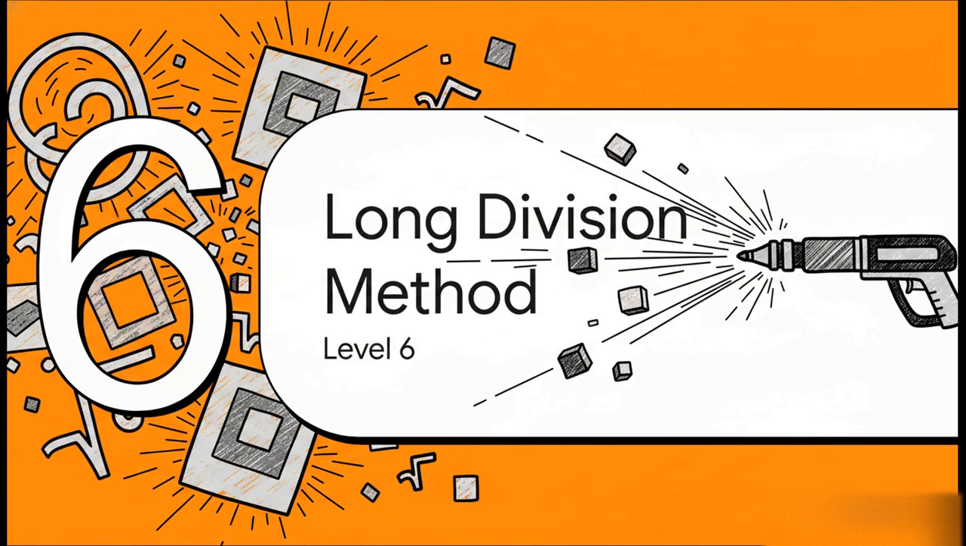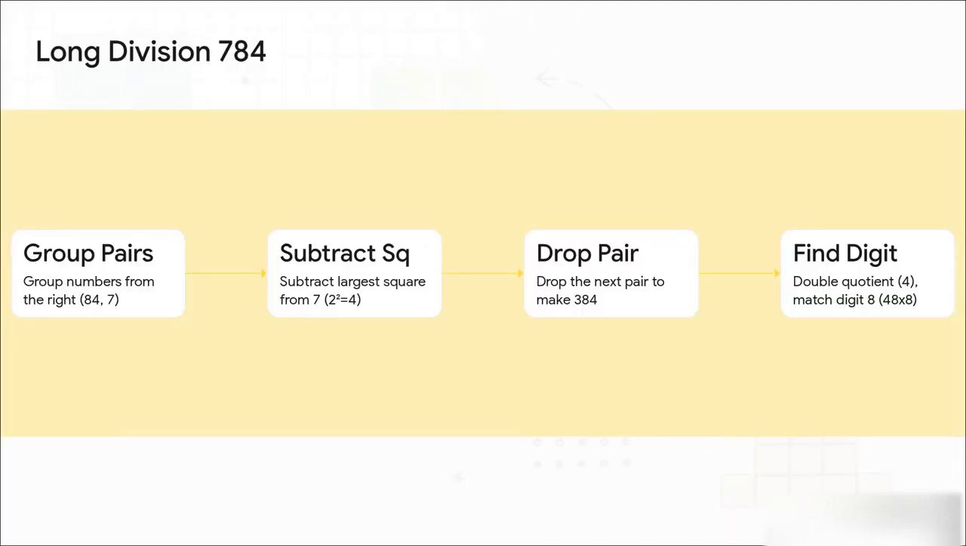And finally, we've reached level 6, the long division method. Welcome to the final level. Here we unlock the ultimate mathematical weapon for defeating massive, complex numbers. The sheer mechanics of this are so satisfying to watch. Let's find the square root of 784 together. Step 1. We group the number into pairs starting from the right side. So we have 84, which leaves the 7 by itself.